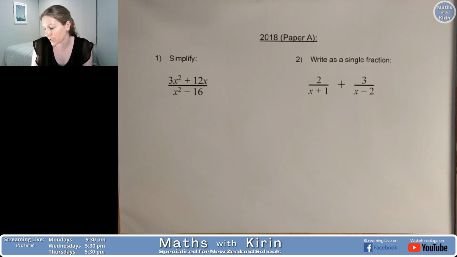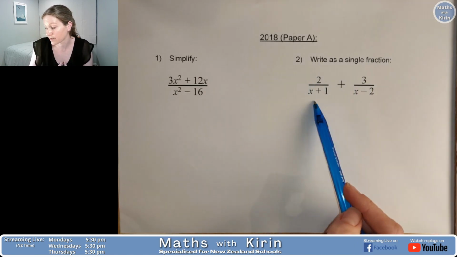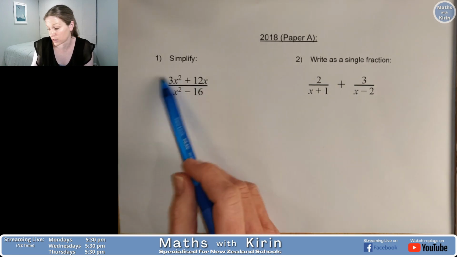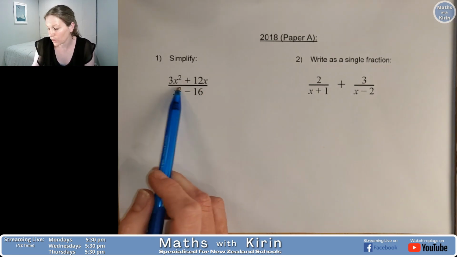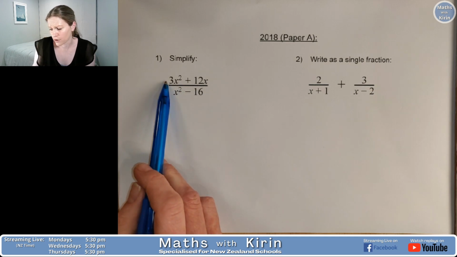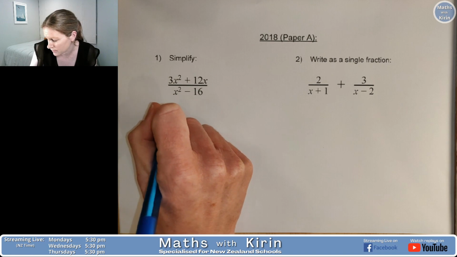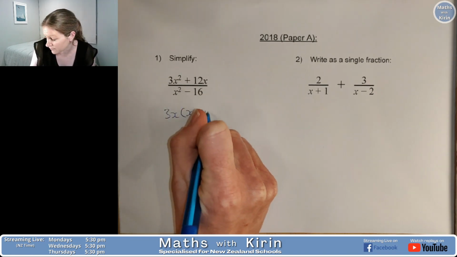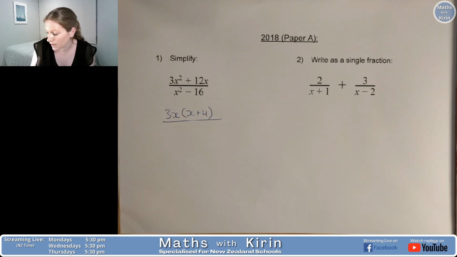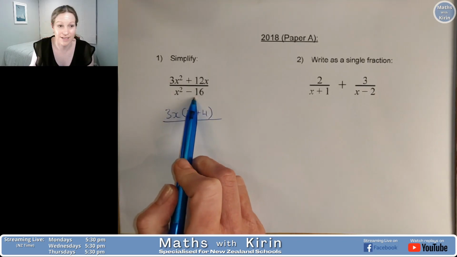Okay, so in the last 2 years at least, we've had questions where we are adding and subtracting algebraic fractions and also where we're simplifying with that factorizing skill. So again, let's look for common factors. So at the top line, we've got a common factor of 3x. So 3x can come out in front, and then we have x plus 4. And then x squared minus 16.